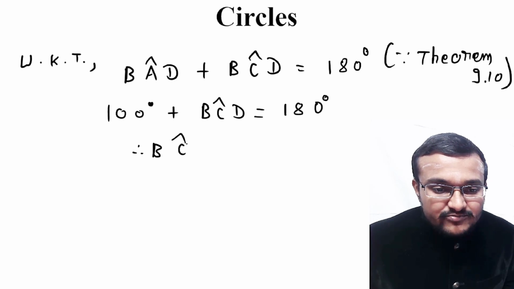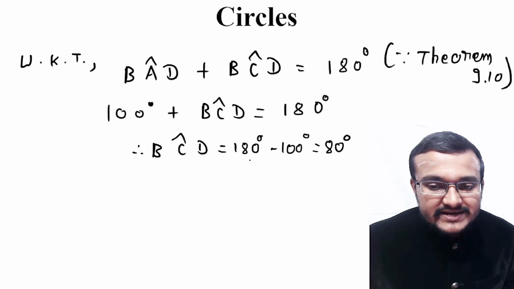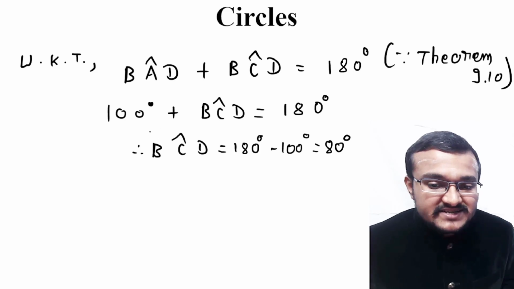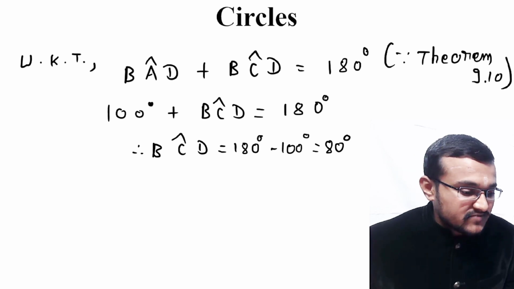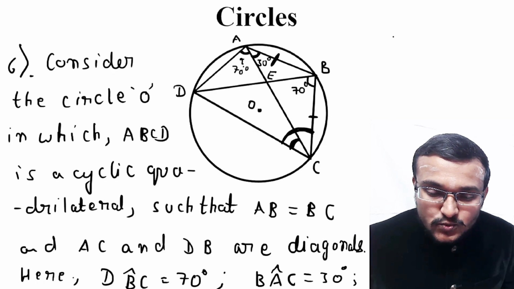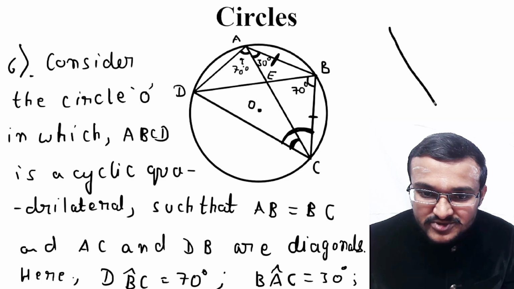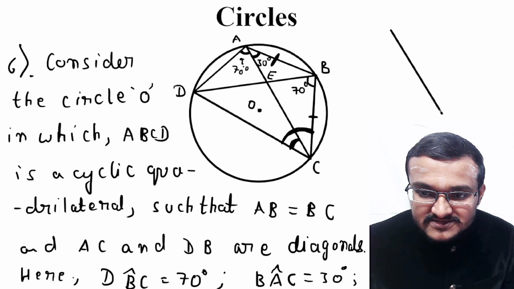So therefore BCD is equal to 180 degrees minus 100 degrees, which will be equal to 80 degrees. So now we have got BCD as 80 degrees. Now we have to find out the angle ECD as well. In order to prove what ECD is, we'll consider this particular triangle which is there like this.